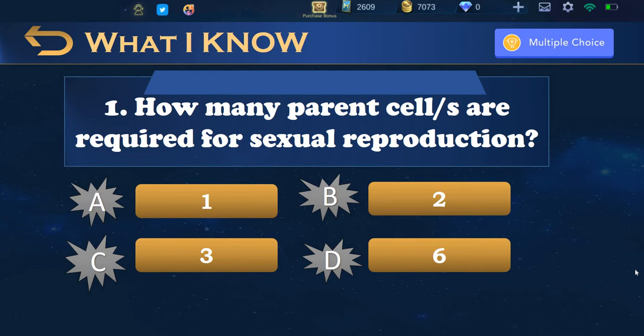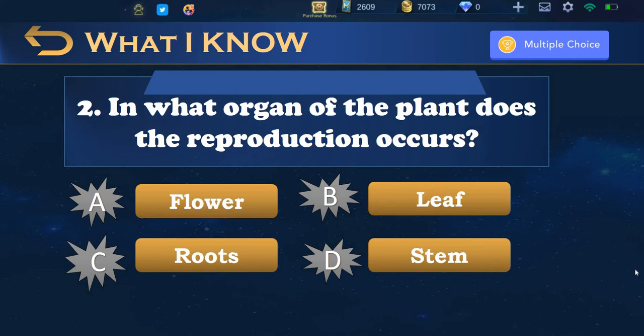Time is up. The correct answer is letter B. We need 2 parent cells. How about number 2? In what organ of the plant does reproduction occur? A, flower, B, leaf, C, roots, D, stem. Go. And the correct answer for this is letter A. That is flower.